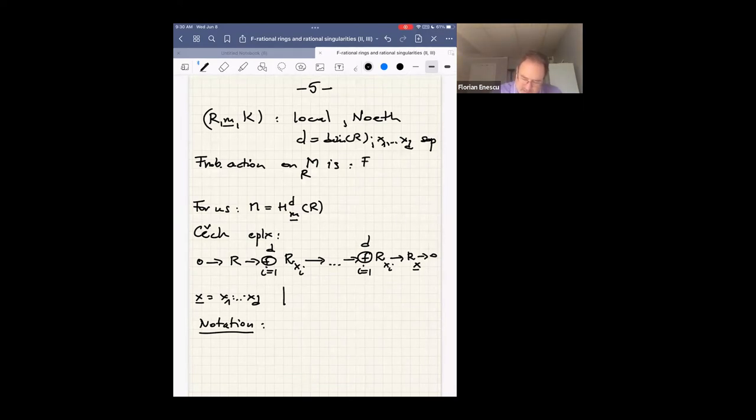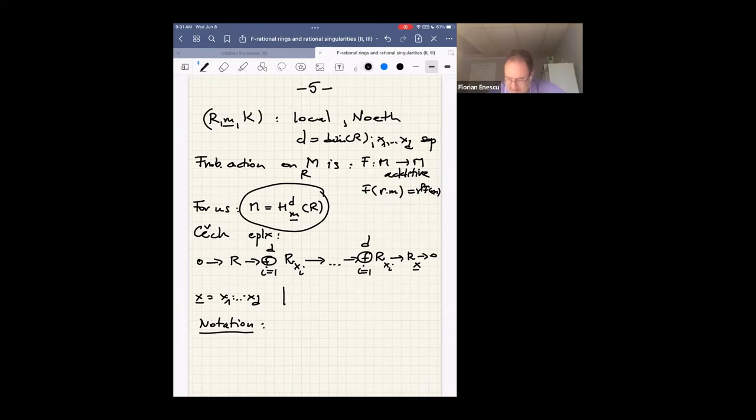Oftentimes we're going to talk about Frobenius actions on modules, and a Frobenius action means a map that is additive and when you apply it to r times m, what comes out is r to the power p times the image of m, okay? So that's a Frobenius action, and most of the time the module that we're going to discuss is the highest local cohomology of the ring R supported in the maximal ideal, and that's an Artinian module.